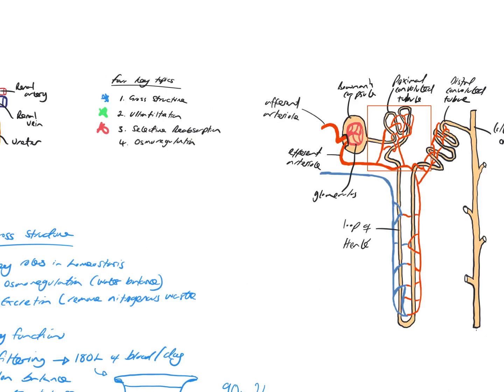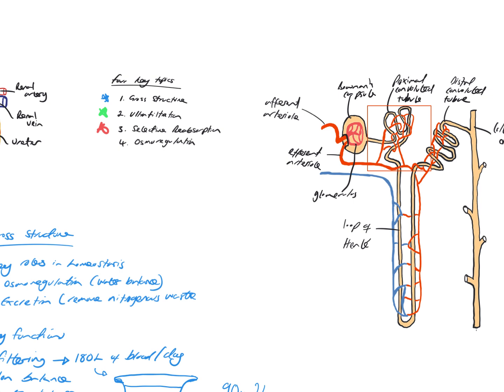So in relation to selective reabsorption, we need to now focus our attention on the proximal convoluted tubule, which you can see here highlighted with this red box that I have put around the proximal convoluted tubule. So this is part of that functional unit of the kidney, the nephron, and it is the first part of the nephron directly after your Bowman's capsule.